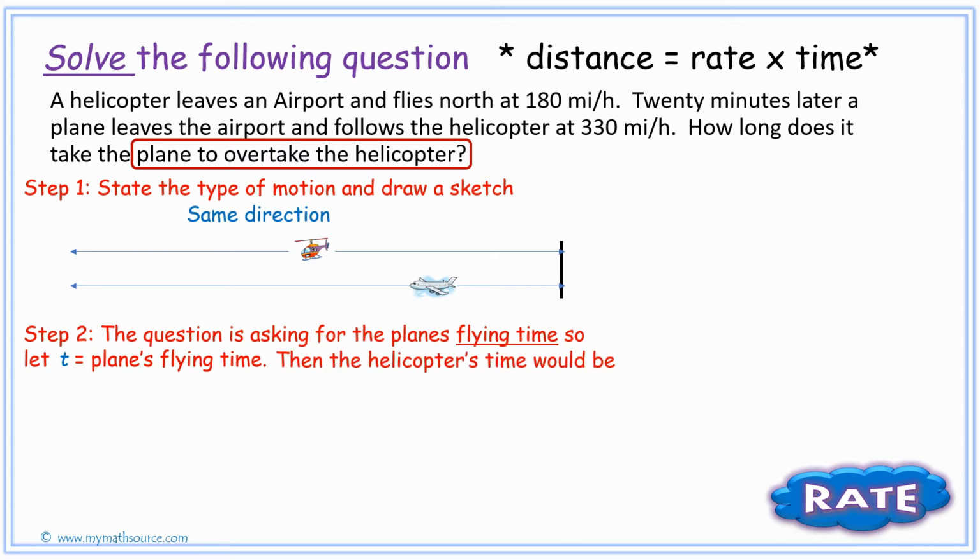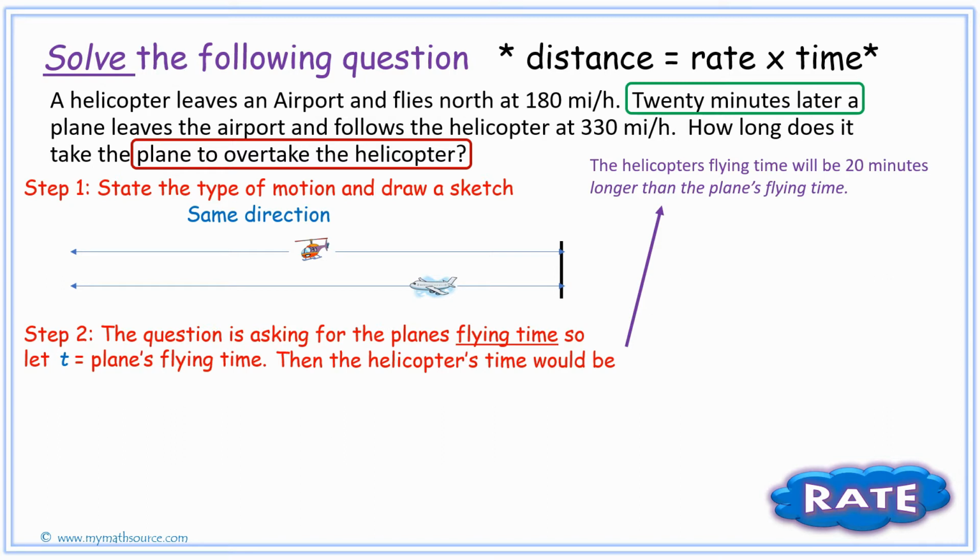And so the helicopter's time then would be found by looking at our question where it says 20 minutes later. Now, to find out what the 20 minutes later means as an expression with our variable t, we have to understand exactly what that means. Sometimes this can be a little bit confusing for some learners. The helicopter's flying time will be 20 minutes longer than the plane's flying time because it had left earlier. And so because the plane is going to pass it, it will have more time than the actual t. And it's going to be an extra 20 minutes. So t, the time that the plane will spend flying, plus the extra 20 minutes that the helicopter left.